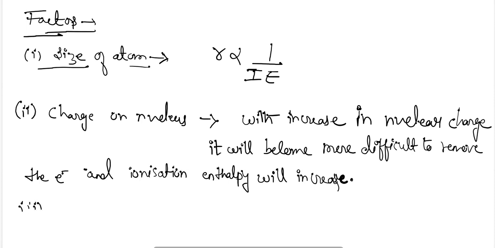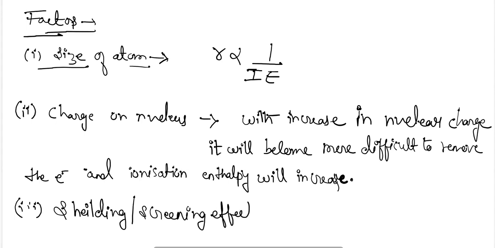Third, the screening effect of inner electrons. It is also termed the shielding effect or screening effect of electrons. So what is this? In multi-electron atoms, the outermost electrons are shielded or screened from the nucleus by the inner electrons. This is known as the shielding effect or screening effect. As a result of this, the outermost electron does not feel the full charge of the nucleus.